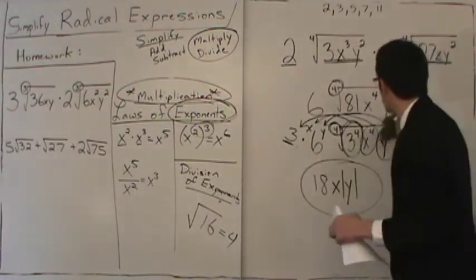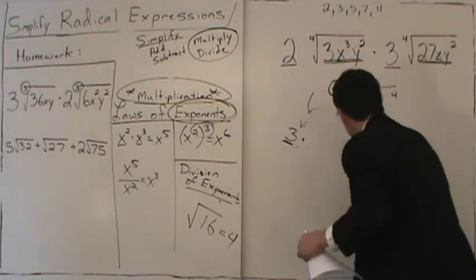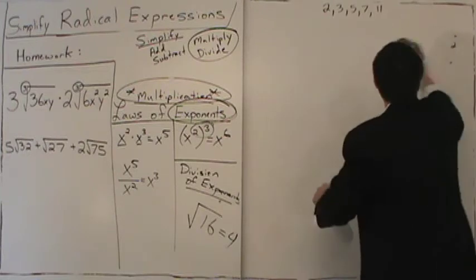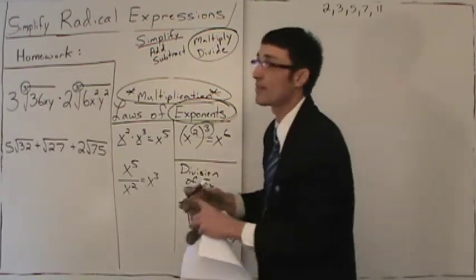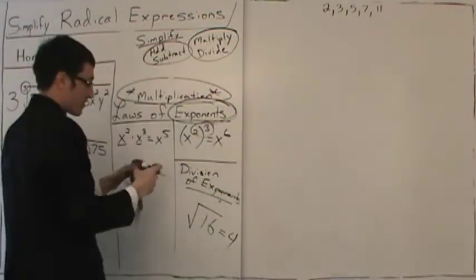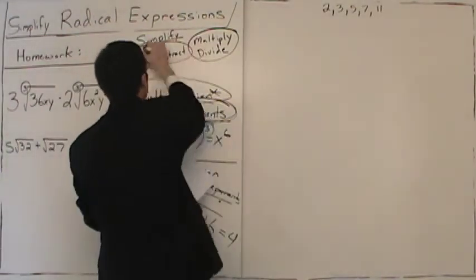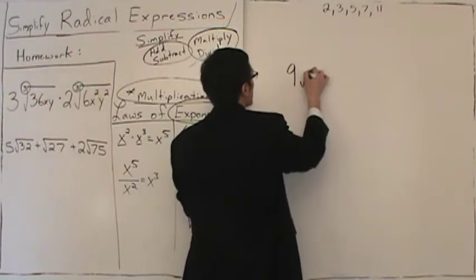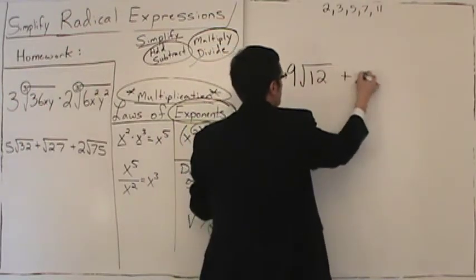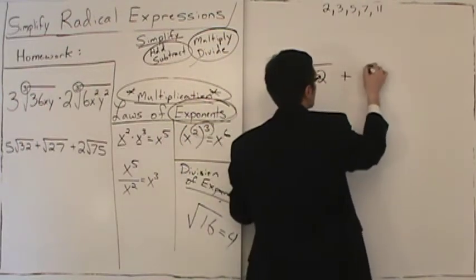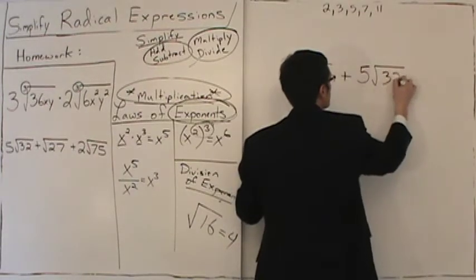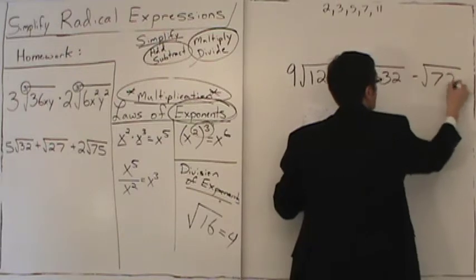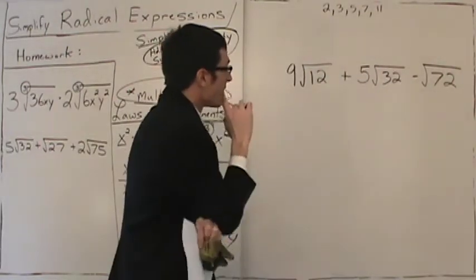All right, next problem. So again, multiplication is like glue. You just glue everything together, guys. Now, addition changes things. Addition and subtraction is a little more difficult. The rules are more complicated when we deal with addition and subtraction. Next problem, we're looking at 9 root 12 plus, notice the addition, plus 5 root 32 minus the square root of 72.